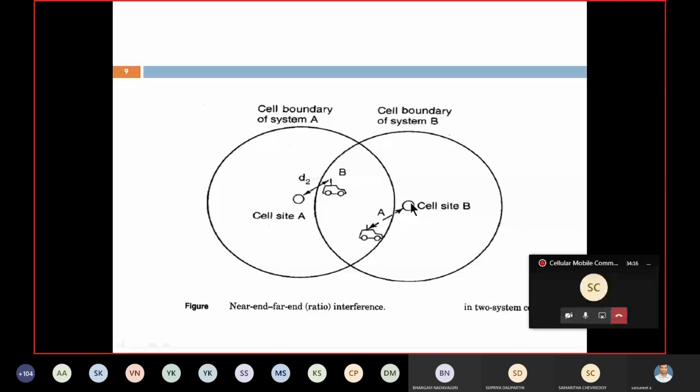See this one here. The mobile unit A, which belongs to cell site A but is at the border of the cell boundary of system A, receives the signal from cell site B instead of cell site A. In the original case, system B must and should serve the cell site mobile unit A, but it is available in cell system A.